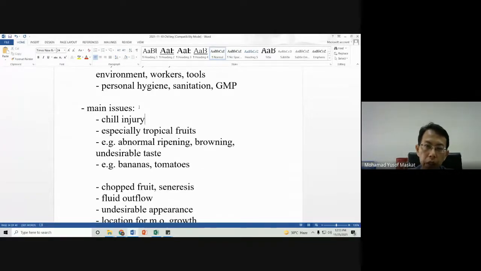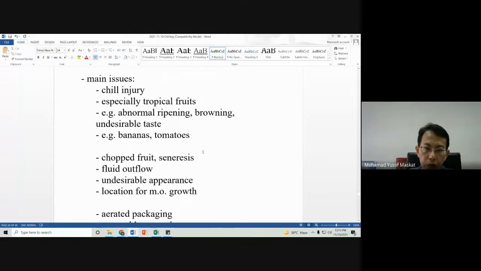Chill injury, especially in tropical fruits. It is not a health concern, it is not a safety concern. It is more of a quality concern. Because when chill injury occurs, depending on the type of fruits, certain fruits will have abnormal change in color, and certain fruits will have abnormal development of foreign flavors, for example.